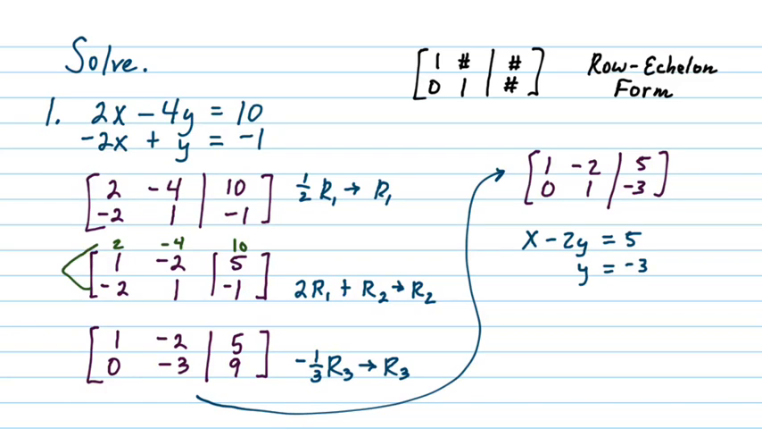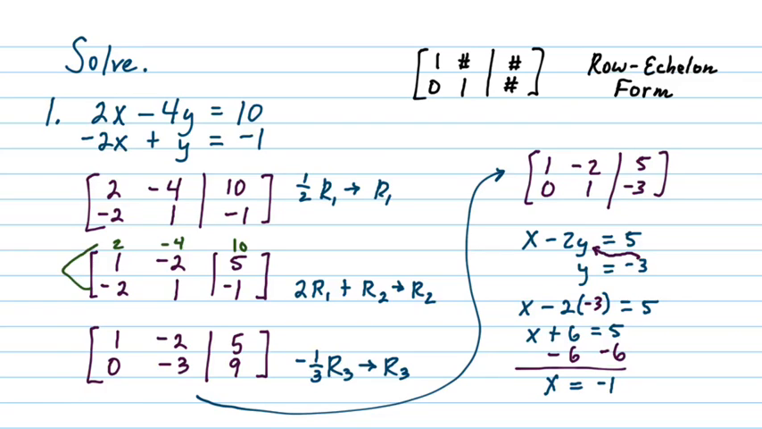So notice we would have 1x minus 2y equals 5, and y is equal to negative 3. Since y is negative 3, we can plug that into the other equation. We'll get x minus 2 times negative 3 is equal to 5, or x plus 6 equals 5. Let's subtract 6 on both sides, and so we're going to get negative 1. And so our final solution is negative 1, negative 3.